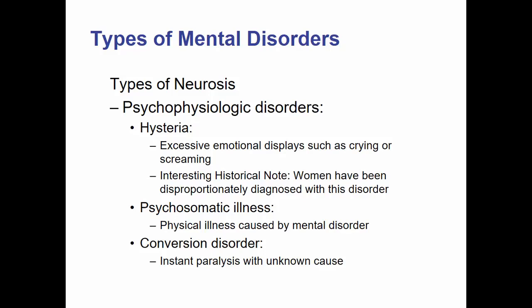And conversion disorder. It's an interesting one. It is a type of neurosis. It is very rare. You don't worry about falling into conversion disorder, but it is basically caused by instant paralysis, and the actual cause of this disorder is not known. It is often instigated by a traumatic event. But yeah, your brain can just kind of decide, oh, all of a sudden you're paralyzed. But don't worry about that. It really is exceedingly rare.